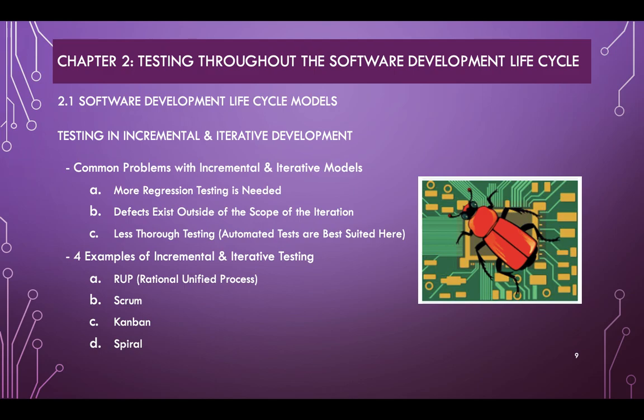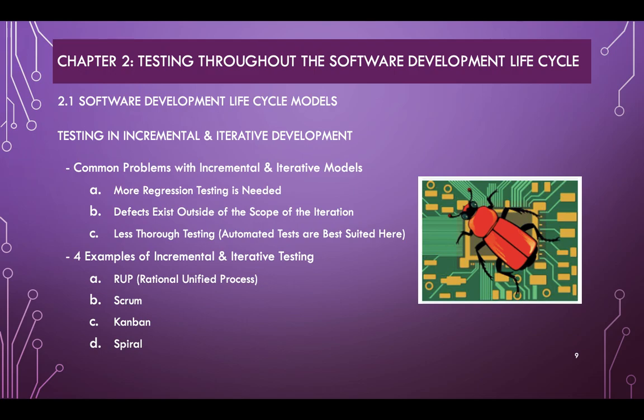Testing in incremental and iterative development. Common problems with the incremental and iterative development models include: A. There is a constant need for more regression testing. B. There are defects that exist outside the scope of the iteration. And C. Less thorough testing is conducted in this speedy cycle. Automated tests are best suited here because manual tests don't pick up as many errors.